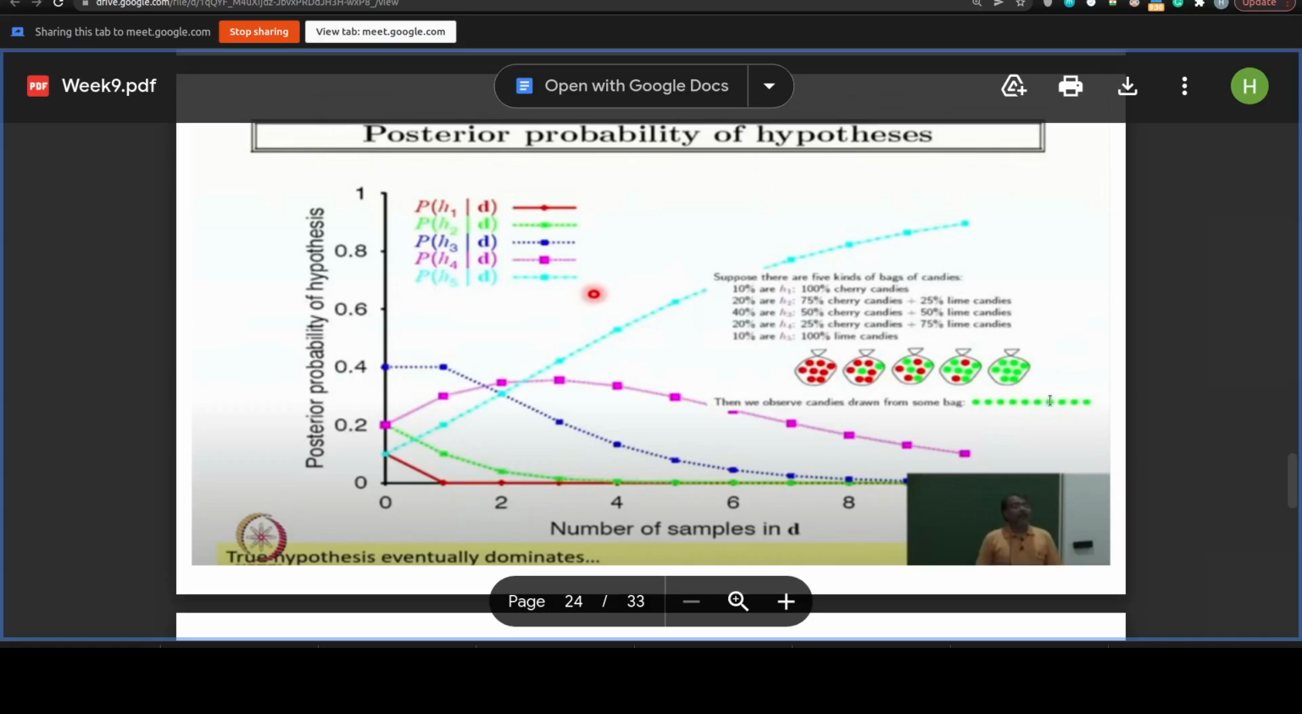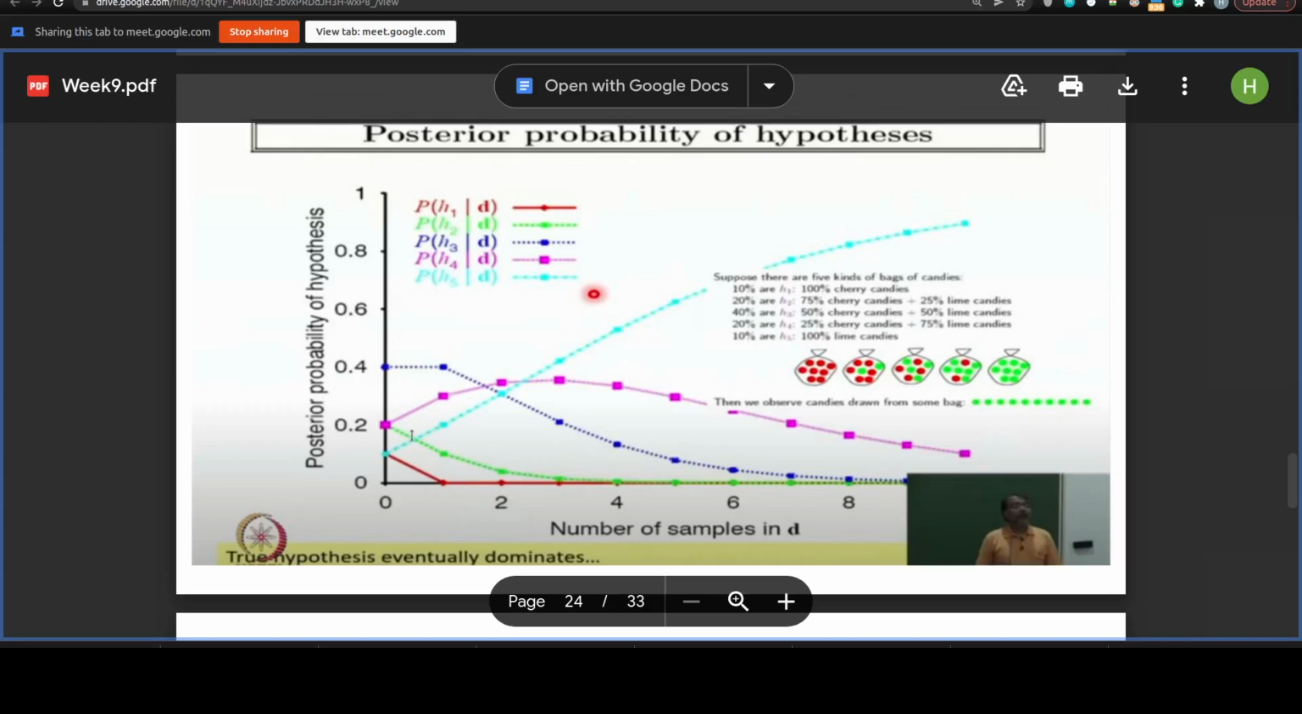So when there is one green candy, the probability of this particular bag goes to 0, right? Because this particular bag has no green candy. So this bag goes to 0, and all the earlier ones which have fewer green candies become 0, right? So it starts going from here to 0, that is the green curve also goes to 0. And then the probability of it being the last bag, which has all green candies, starts increasing, right? Because as you see more and more data, you keep on refining your hypothesis.